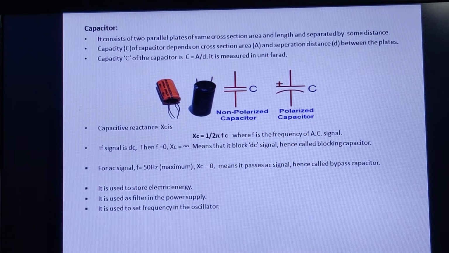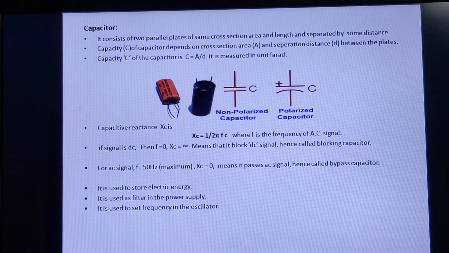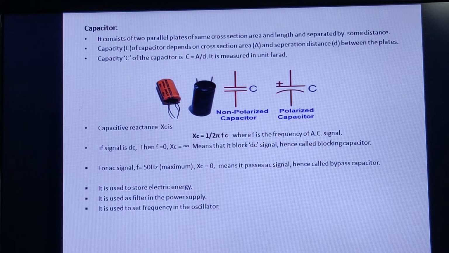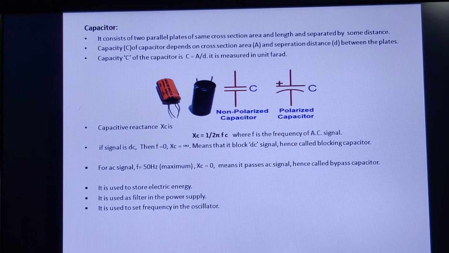The first is the non-polarized capacitor. This capacitor has no positive and negative terminals, so it can be connected in a circuit in any way. The second is the polarized capacitor. Polarized means it has two polarities, plus and minus, so it is connected in the circuit with positive and negative polarities.